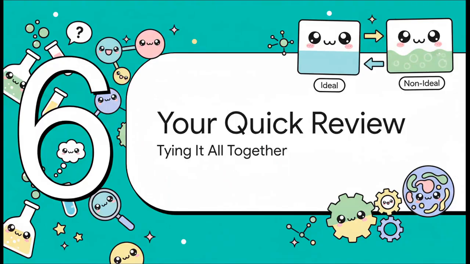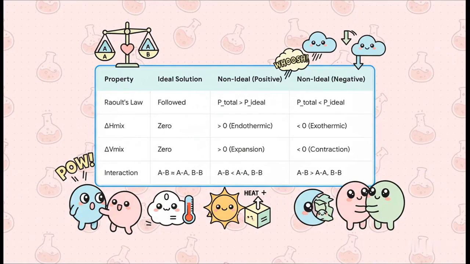Phew! Okay, we have covered a lot of ground. So let's just pause for a second and pull everything together with a quick side-by-side comparison. This should help lock it all in. This table really lays it all out. For an ideal solution, everything is in perfect balance. It follows Raoult's law, there's zero change in heat, zero change in volume. For positive deviation, you get weaker interactions, which leads to higher pressure, heat being absorbed, and expansion. And for negative deviation, you have stronger interactions, resulting in lower pressure, heat being released, and contraction. See, it all comes back to how strongly those molecules interact.